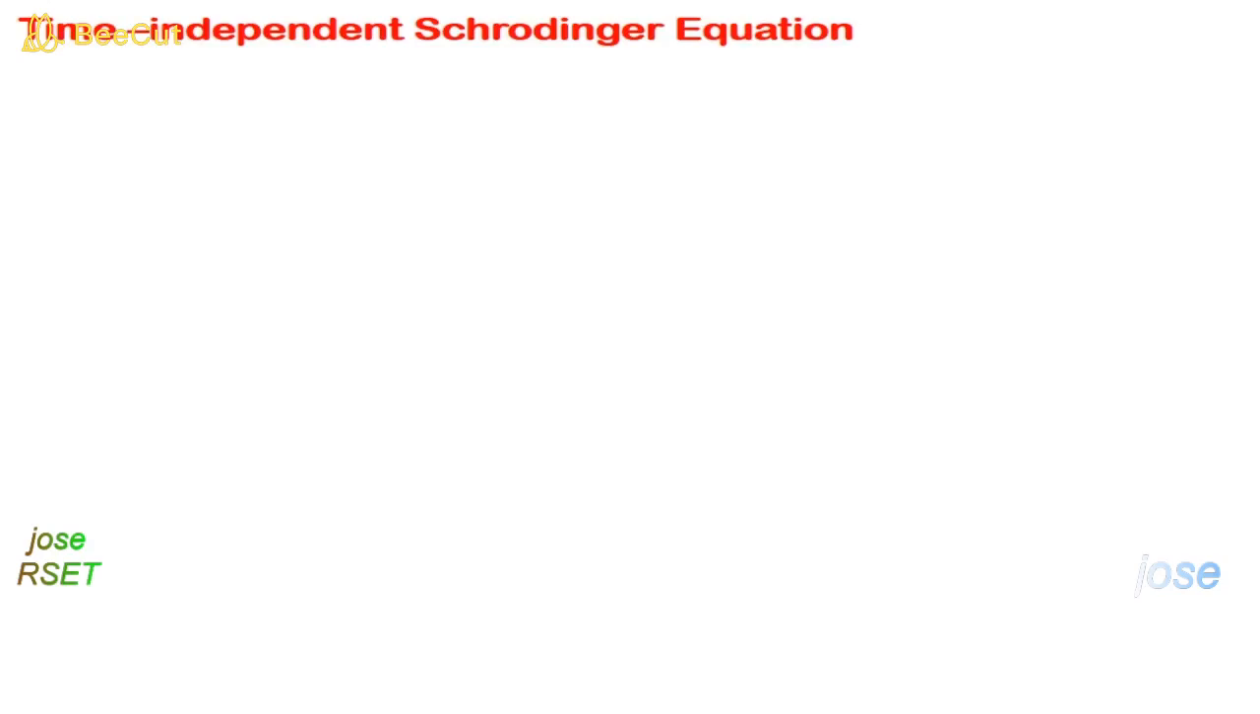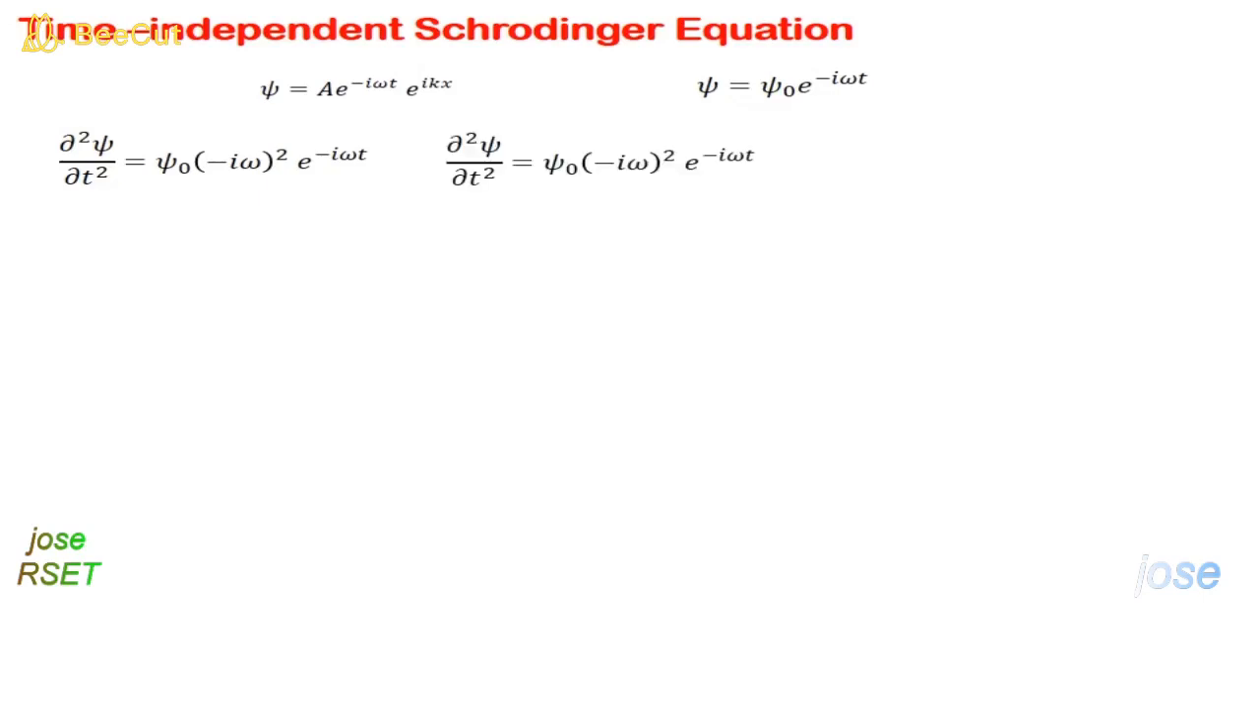Time-independent Schrodinger equation. Now we are going to write the wave function in terms of a position-dependent term and a time-dependent term. ψ = A e^(iωt) e^(ikx). ψ can be written as ψ = ψ₀ e^(iωt), where ψ₀ = A e^(ikx). Now taking the partial derivative of ψ with respect to t twice, we get ∂²ψ/∂t² = ψ₀ (−iω)² e^(iωt), which reduces to −ω² ψ₀ e^(iωt), that is equal to −ω²ψ.